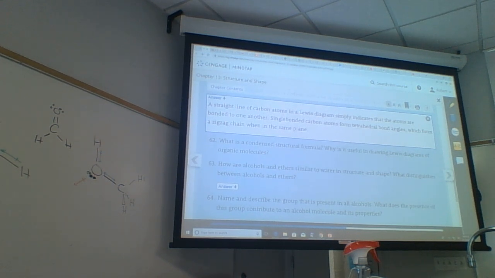This molecule is ethanol. Ethanol has the condensed structural formula CH3, which is what do we call CH3? Methyl, and then a CH2, which we call methylene, and then an OH. So we have methyl, methylene, and OH. Or we put methyl and methylene together and we call this group an ethyl group. And so ethanol can be C2H5OH. And so both of these are condensed structural formulas here.